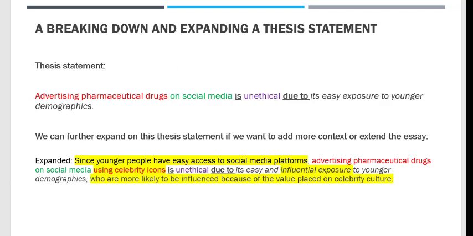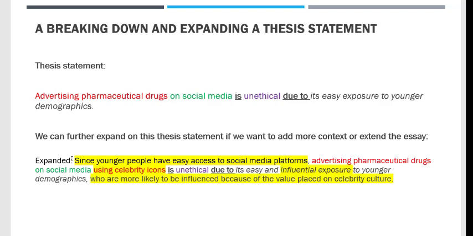Now, we have a pretty solid thesis statement here, but we can actually enhance it and make it better if we want to, or simply just to expand. If I have a much larger essay or page requirements, then I can add to this, right? So let's look at how we can actually extend those ideas. So if I say, since younger people have easy access to social media platforms, now I need to explain what I mean. And since I use the word since or while, or even though, those are going to be helpful sometimes, because then we can start off with, all right, now my first order of business in my essay is to address why people have easy access to social media.